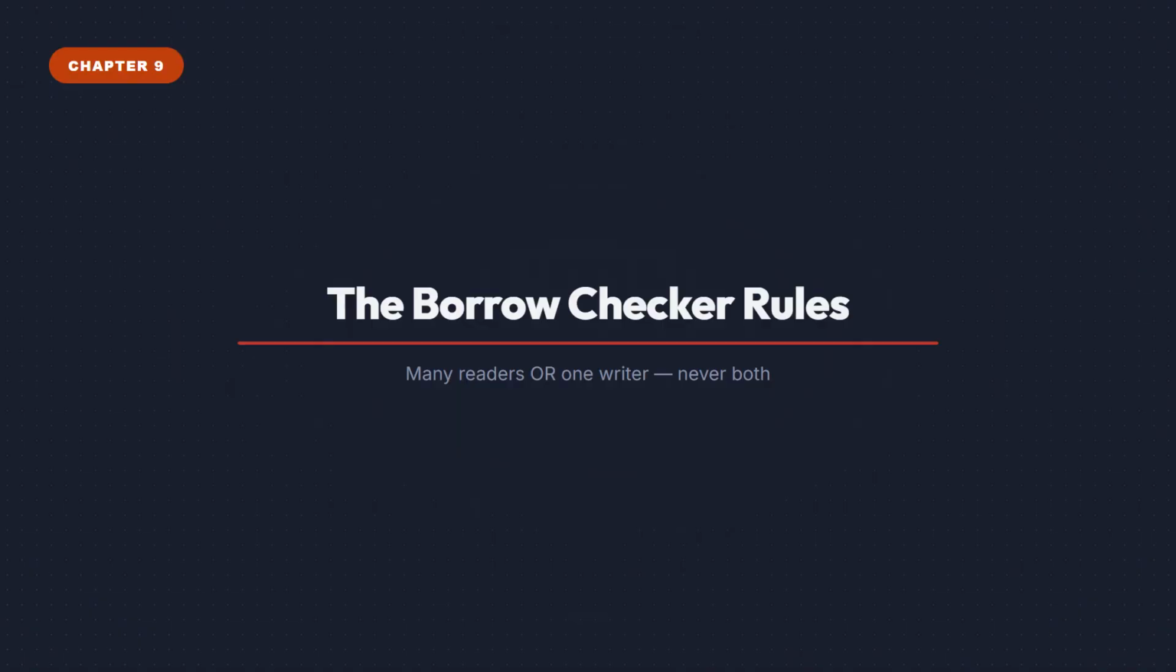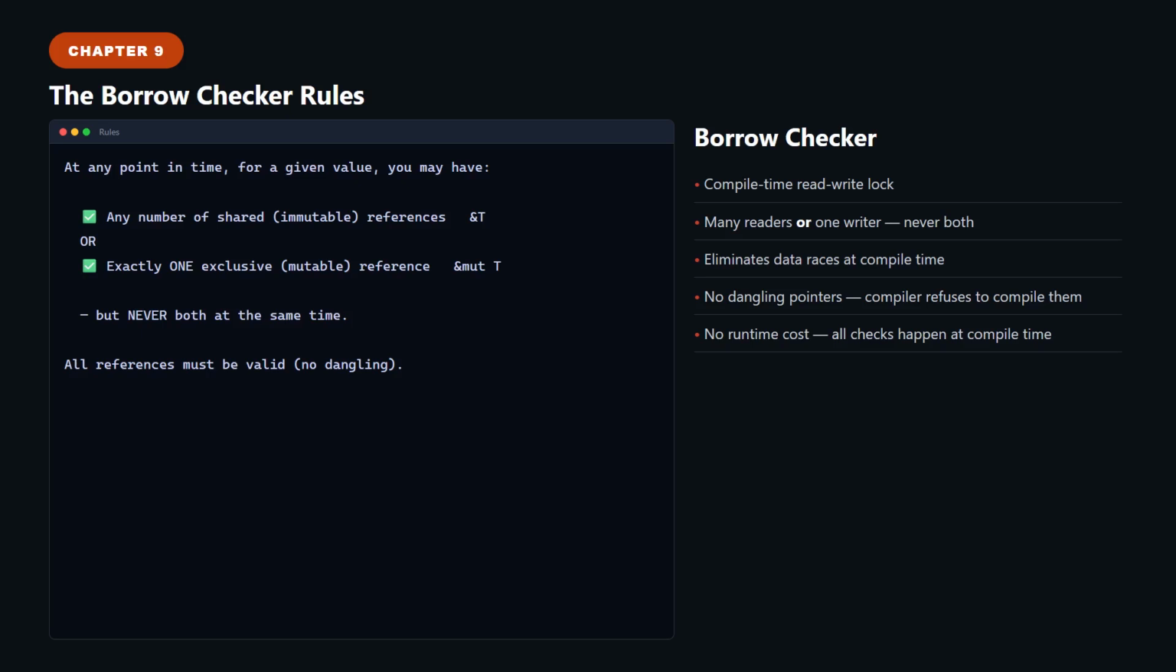Chapter 9. The borrow checker rules. At any point in time, for a given value, you may have any number of shared immutable references, or exactly one exclusive mutable reference, but never both simultaneously. All references must be valid. These two rules implement a compile-time read-write lock, either many readers or one writer. Never both.